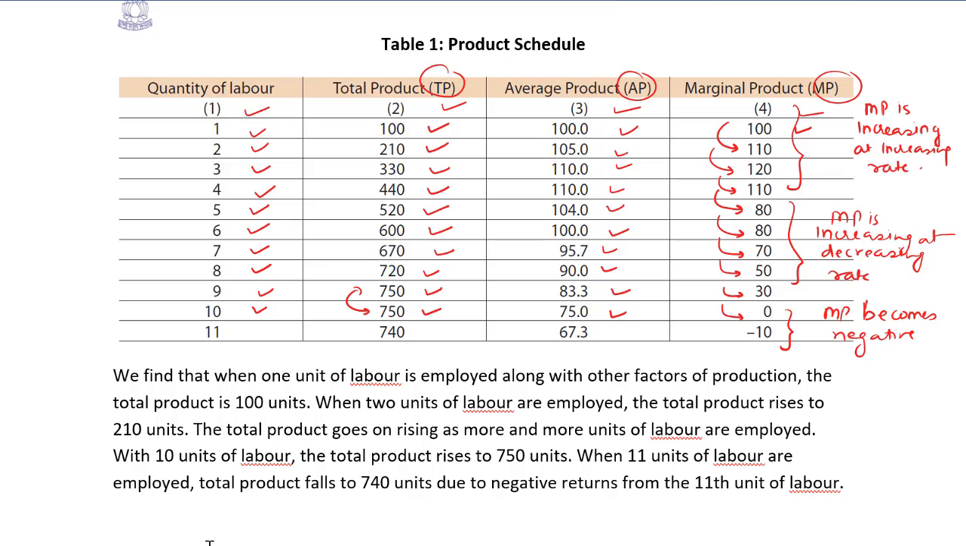When the 11th unit of labor is included, the total product has fallen from 750 to 740, a change of minus 10. So that means marginal product is minus 10, and as we calculate the average product, it will be 740 divided by 11 equals 67.3. I believe you understood till here.